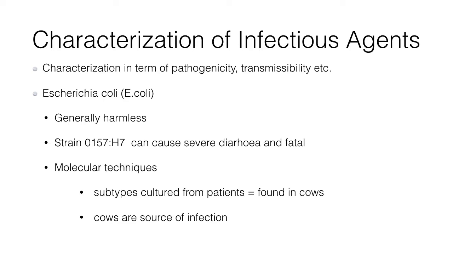So with this, we know that E. coli are generally harmless. A certain strain, however, can cause severe diarrhea and could be fatal. And with molecular techniques, we can characterize this E. coli. We can do subtyping and we can know the source of infection.